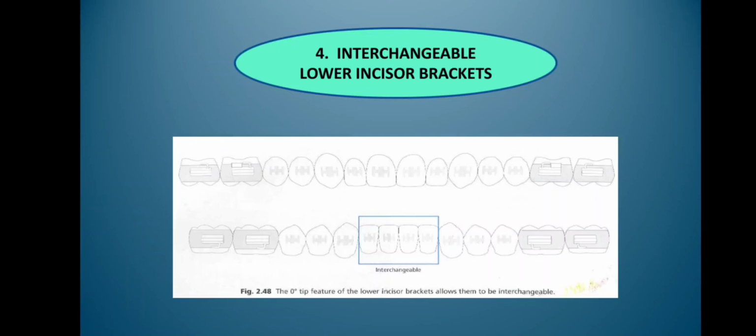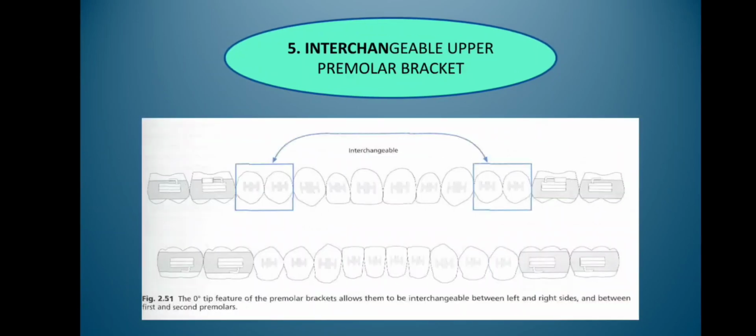And coming to the fourth one, that is interchangeable lower incisor brackets. As the tip is 0 degrees, the lower incisor brackets can be interchangeable between right and left sides. And going to the fifth one, interchangeable upper premolar brackets. As the tip is 0 even for the upper premolar brackets, these can be interchangeable between right and left side and also first and second premolars.